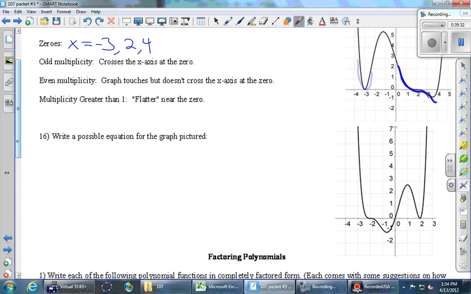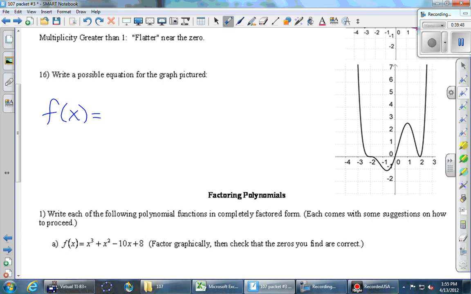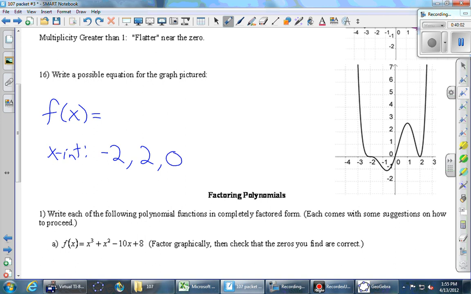Let's take a look at 16. I'm giving you a picture right there. Can you write down a formula, a function, that might correspond to that picture? All right, so what are the x-intercepts here? -2, and 2, and also 0. Don't miss the one at the origin there. Yes, we've got x, x equals 2, and x is 2. You're way ahead of me.